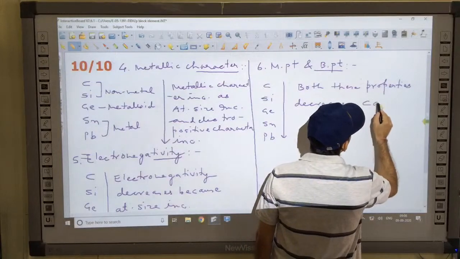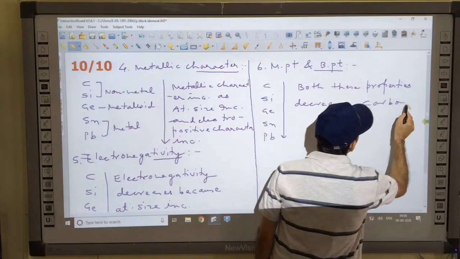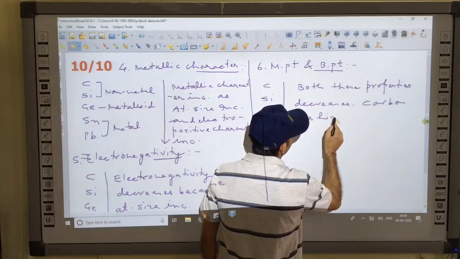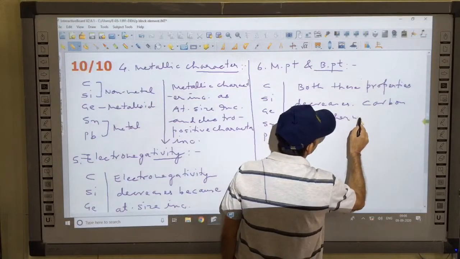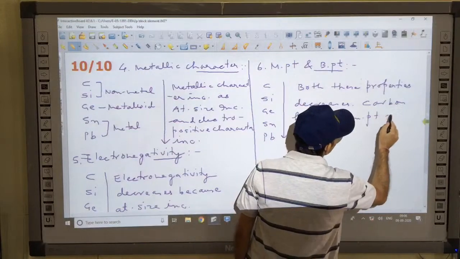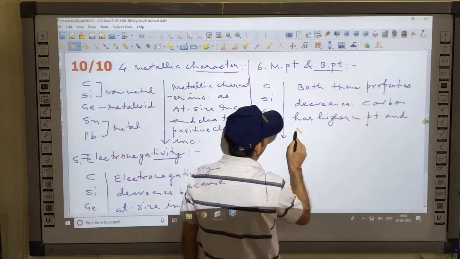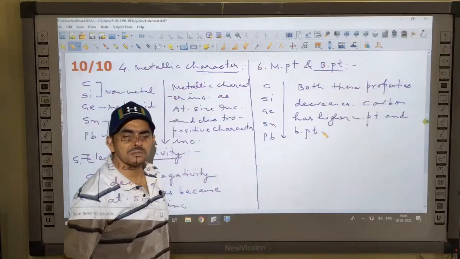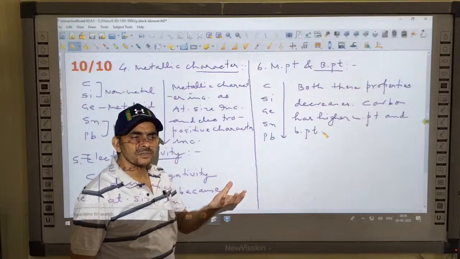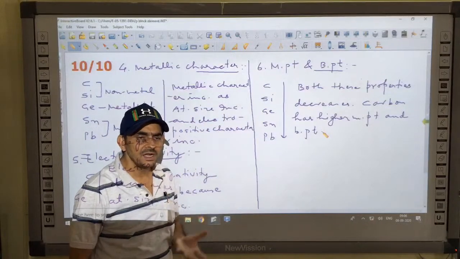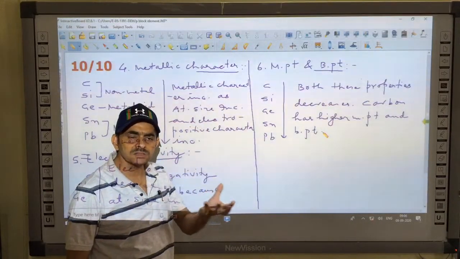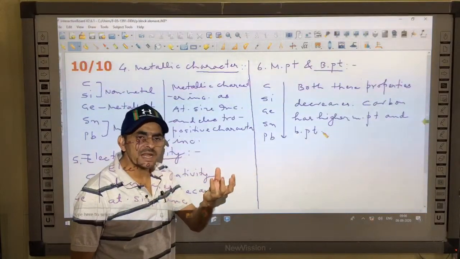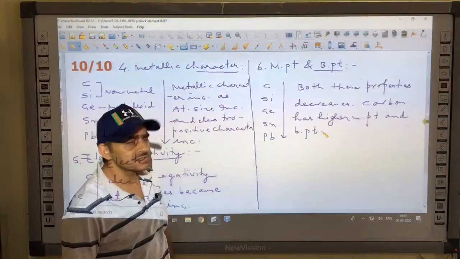Carbon has a higher melting point and boiling point, because you know carbon is a non-metal. When you come to lead, due to the greater atomic size of lead, it will melt easily because the force of attraction between lead molecules is comparatively weak as compared to carbon.